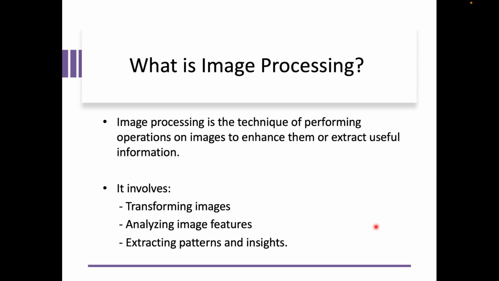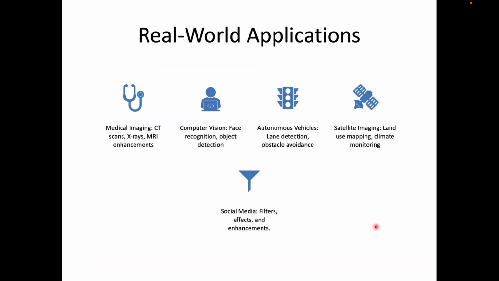Sit tight as I walk you through image processing in Python. So what is image processing? Basically, it's a technique of performing operations on images to enhance them or to extract useful information from those images. It typically involves transforming those images and analyzing image features, such as getting the size of the contours to determine the area of the object you see in those images, or extracting patterns, insight and data for further analysis within Python or any other software.